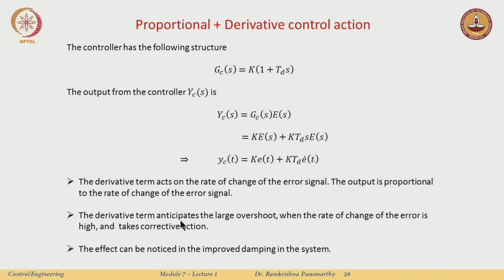So, what does this derivative term do? This derivative term anticipates a large overshoot with the e dot. Now, how fast it is moving, right? e dot of t tells me how fast my error is moving. So, it anticipates a large overshoot based on the rate, and when the rate of change of the error is too high, it takes a corrective action, right. So, this e dot tells me how fast my error is growing, right, and this effect can be noticed in the improved damping in the system.